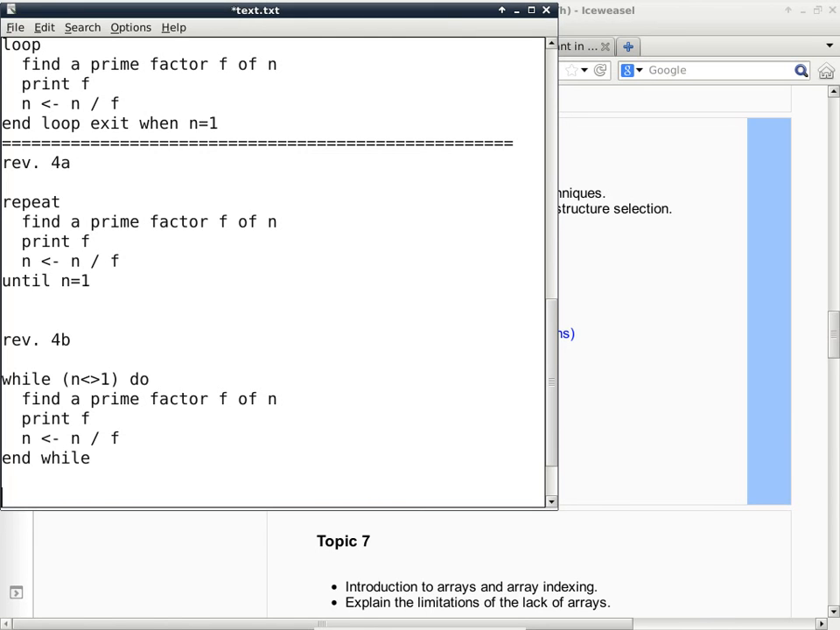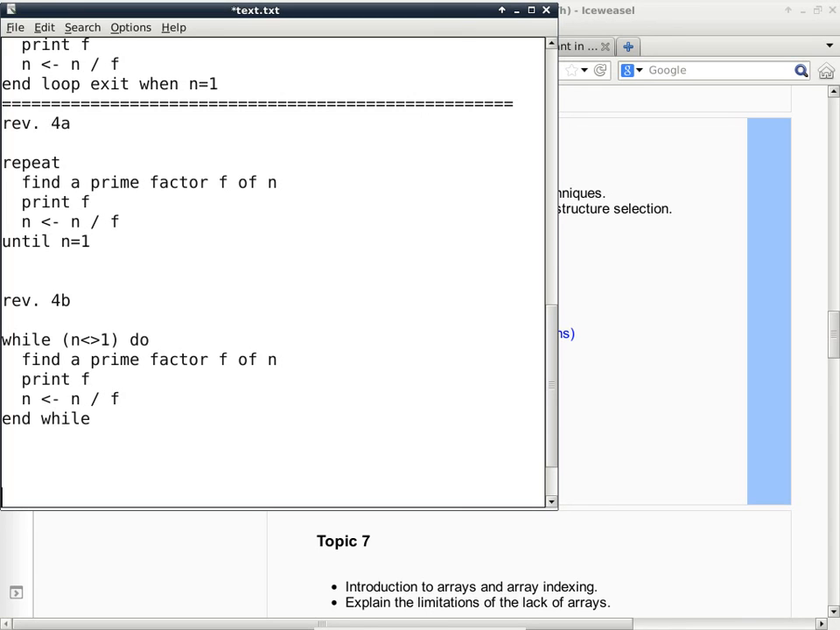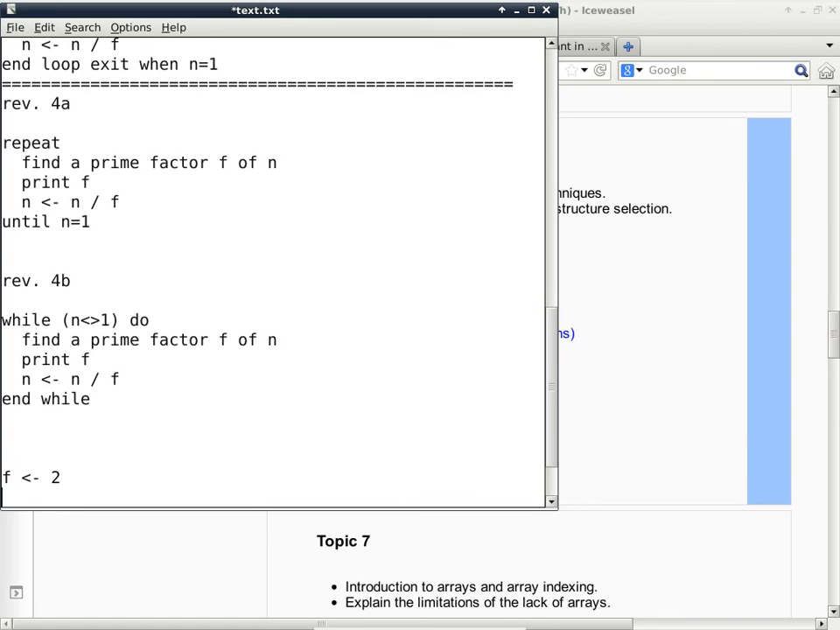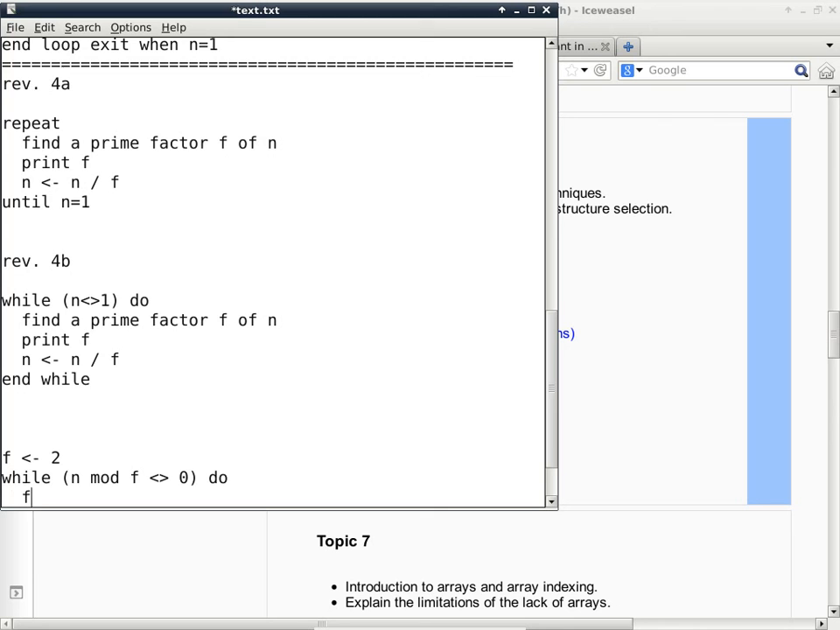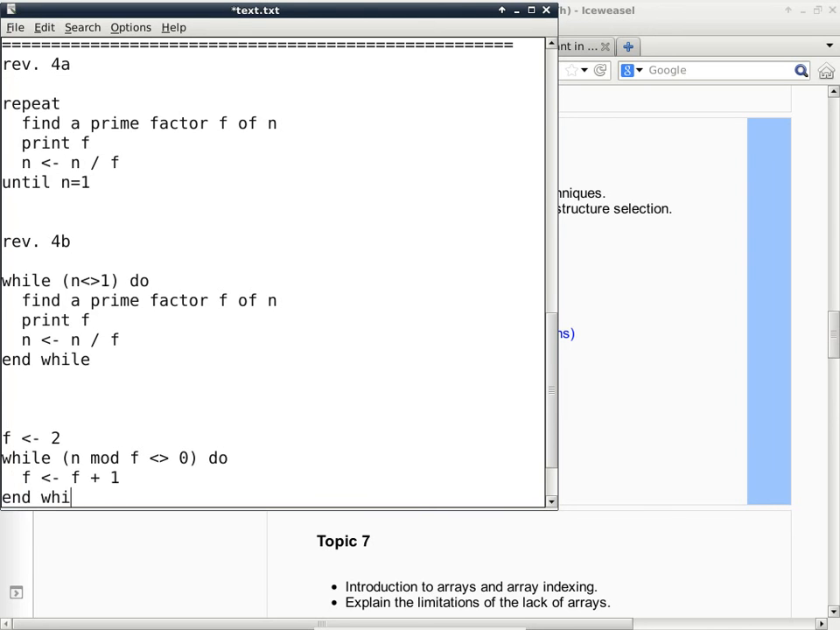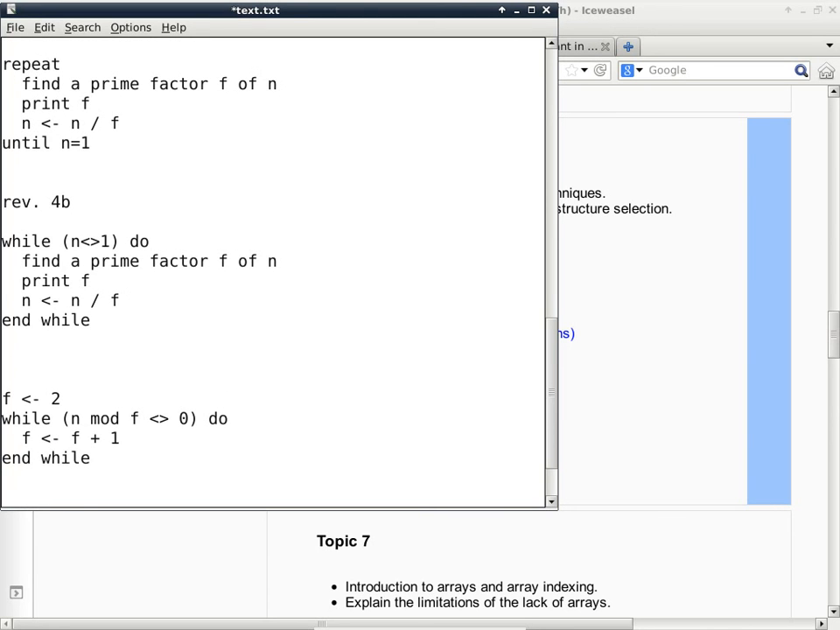Okay, so this is a good time. We have 2 minutes, which is enough time to go back and review it. The simplest form of the algorithm to find a prime factor is to initialize f to 2, and then while n mod f does not equal 0, do f gets f plus 1. This is without the optimization. In this particular case, what happens when n equals 1?